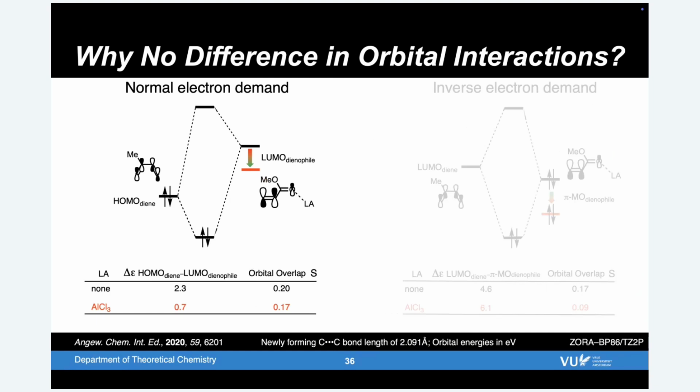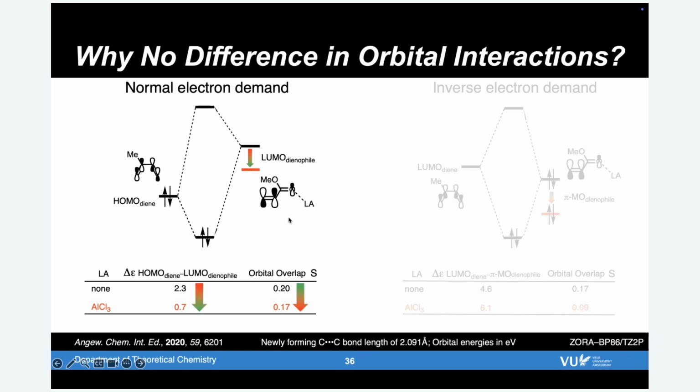Then we wanted to understand, why is there no difference in orbital interactions, right? So as one would expect here, you have the normal electron demand. That's going to be the donation of charge from the HOMO of your diene into the LUMO of the dienophile. That is exactly what textbooks would say and what we expected initially to be happening. So the HOMO-LUMO gap for the uncatalyzed reaction is 2.3 electron volts. The orbital overlap is 0.2. Okay, when you add your Lewis acid, the gap gets smaller. Okay, that's exactly what we would expect. And the overlap, okay, gets a little worse.